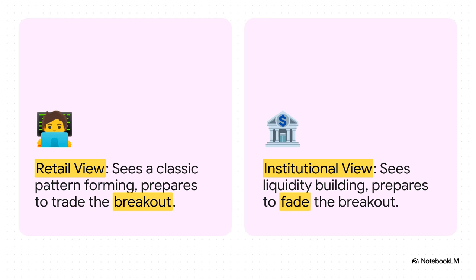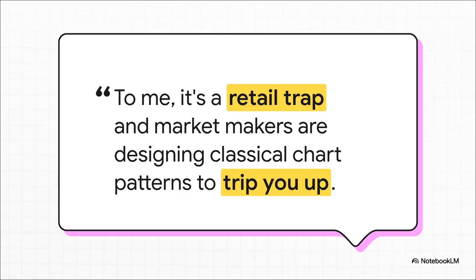This slide says it all. It's a tale of 2 viewpoints. The retail trader sees a head and shoulders forming and gets excited, preparing to sell the breakout. The institution, they see the exact same pattern and think, oh, look at that. Look at all those sell stops building up right below that super obvious neckline. That's a beautiful pool of liquidity. For them, the pattern isn't a signal, it's bait. And don't just take my word for it. This quote from ICT just hits the nail on the head.